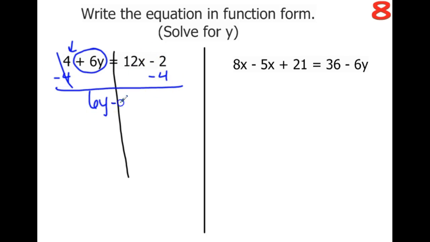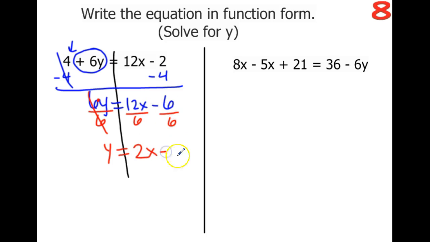We have 6y. 12x is just 12x. And a negative 2 minus 4, they're all negatives. That's a total of negative 6. And then last, the opposite of multiplying is divide. So we have y equals 12 divided by 6 is 2x, and minus 6 over 6, which is 1.